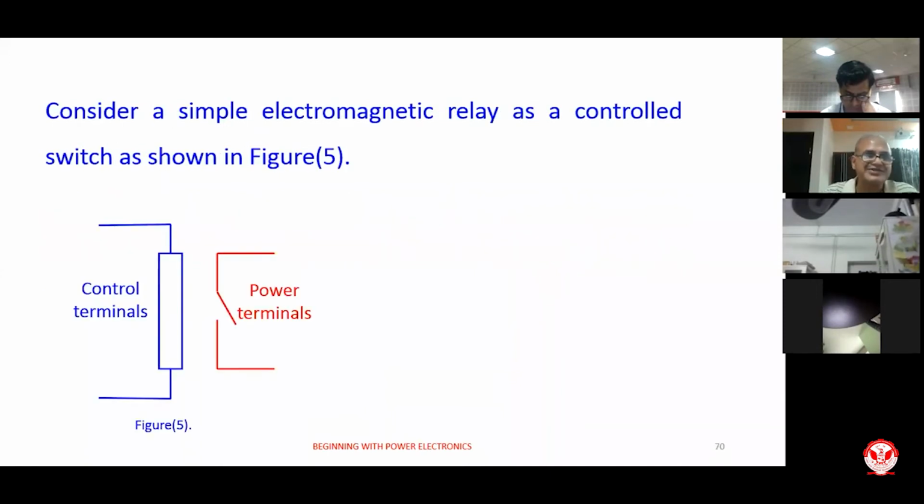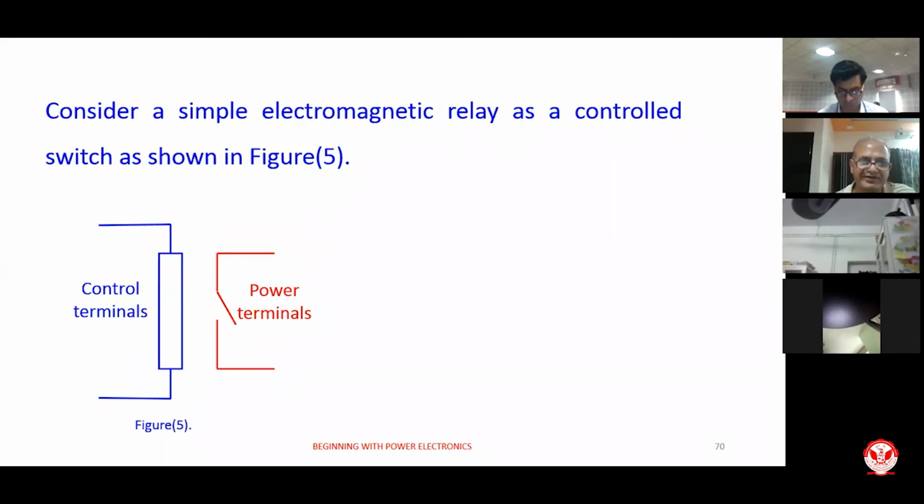Okay, let's consider a simple electromagnetic relay as a switch. The simplest switch, which is not static, is the electromagnetic relay. In this relay, we can easily see there are 4 terminals, or 2 circuits more precisely. One is the coil, which when we energize, attracts the armature and closes the power terminals.